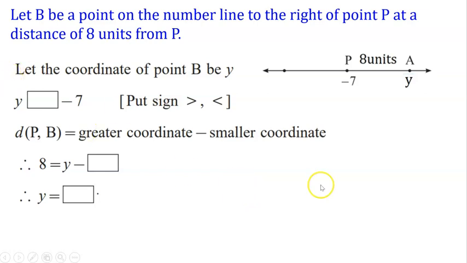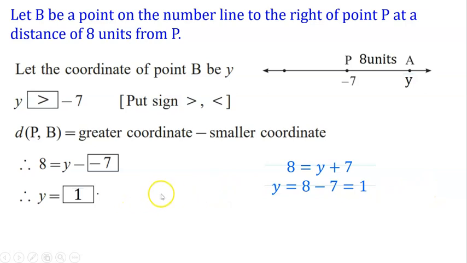Now we will complete this activity. First, as B is to the right of -7, y is on the right-hand side of the coordinate -7. Therefore y is greater than -7, and hence we will substitute the greater than sign. Distance PB is equal to greater coordinate minus smaller coordinate. Therefore 8 is equal to y minus in bracket -7. This minus minus will become plus. Therefore 8 is equal to y plus 7. The value of y is 8 minus 7, that is equal to 1.